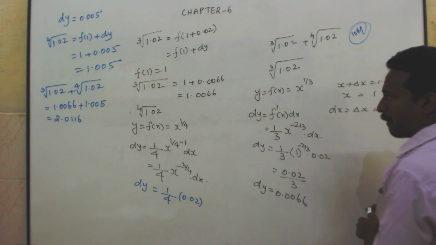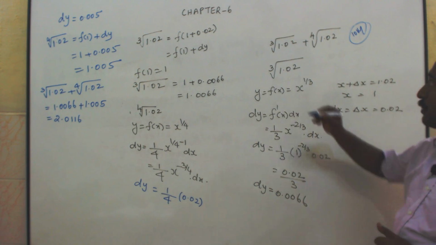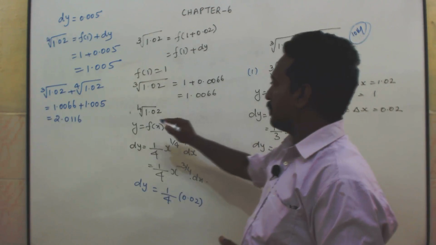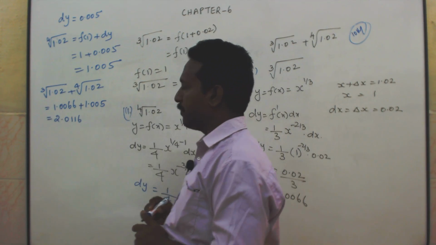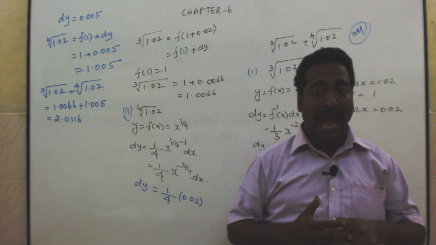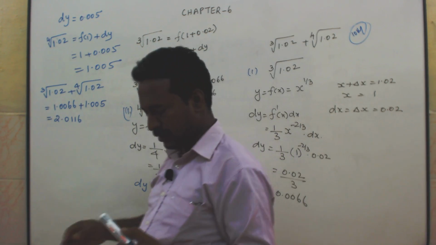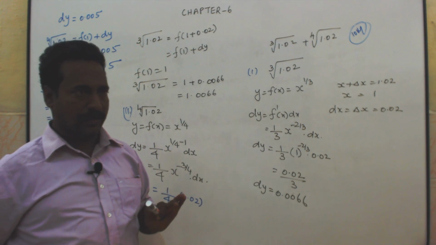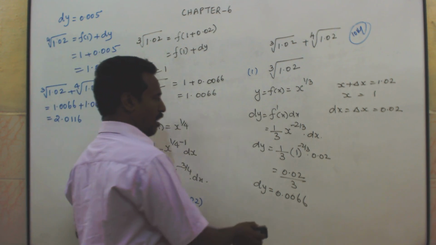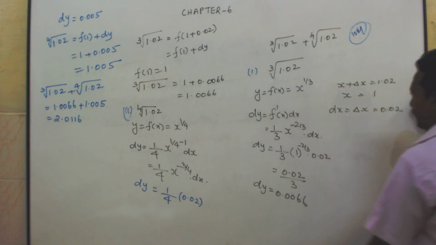Clear? This is the first part of the problem. This is the second part of the problem. Then we have to add these two, we get the conclusion part. Is it clear? Now the last problem in the exercise.